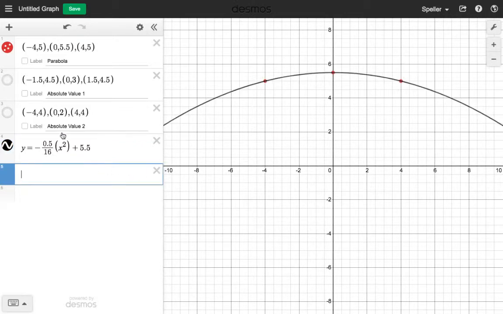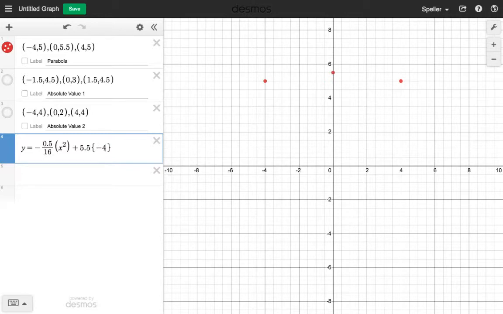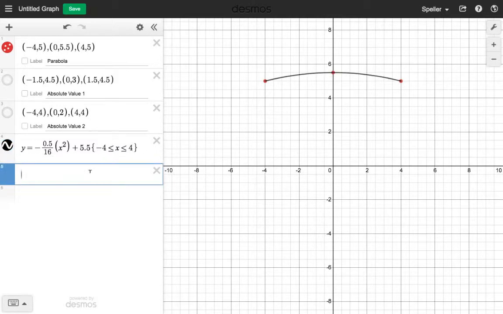All right, next I want to work on the domain. Here I want to limit it because I see I have the smallest x value is -4 and the largest x value is +4. So that's what I want to limit it to. So here we're going to go from -4 less than or equal to x less than or equal to 4, and then that gives us the top part of the crown, or the top part of the helmet, which is the parabola.